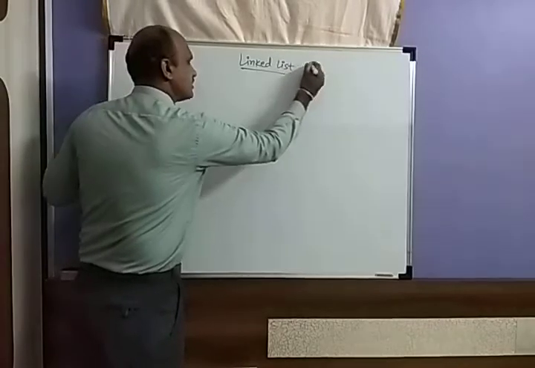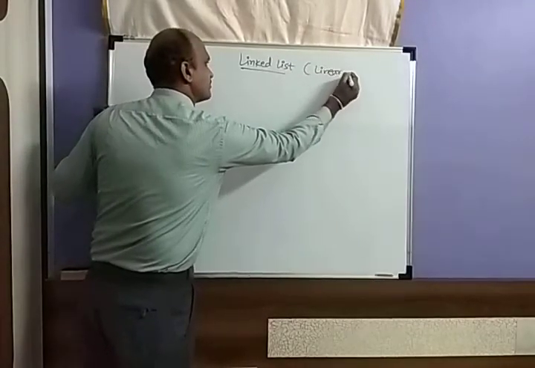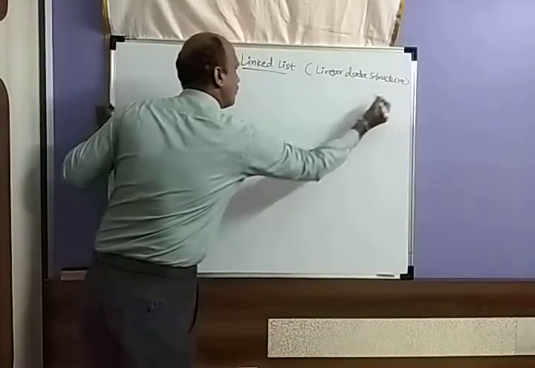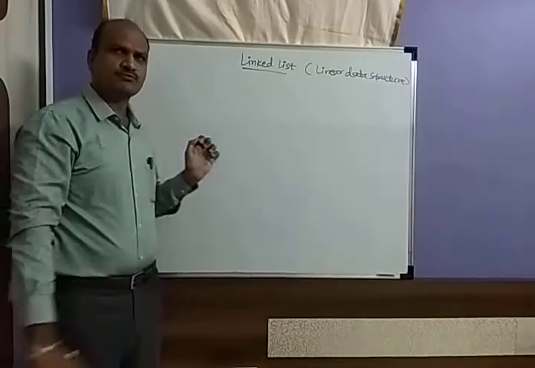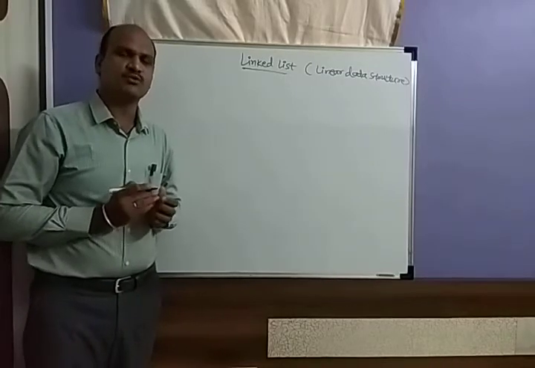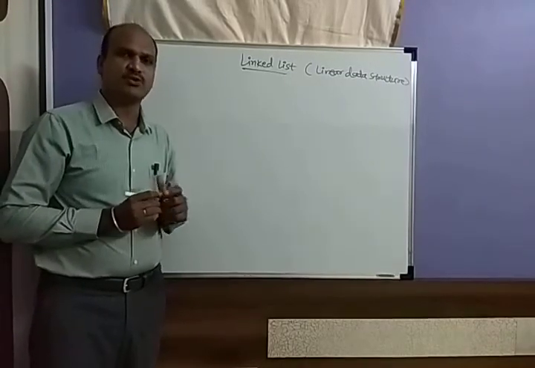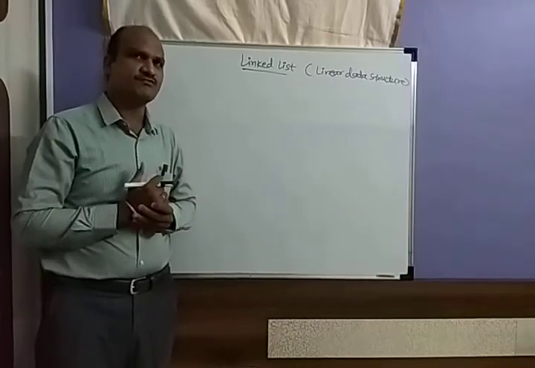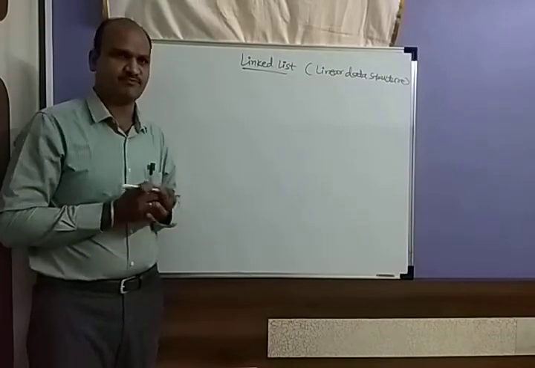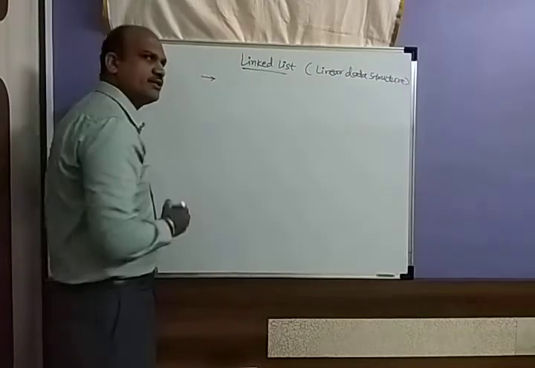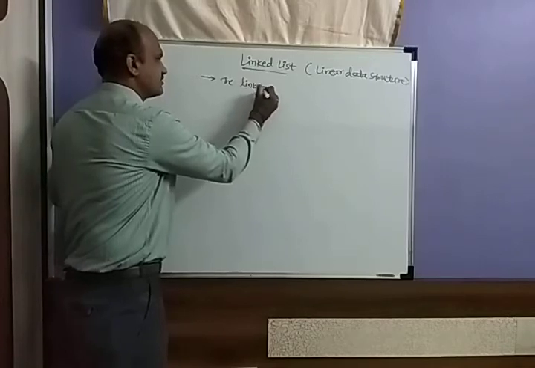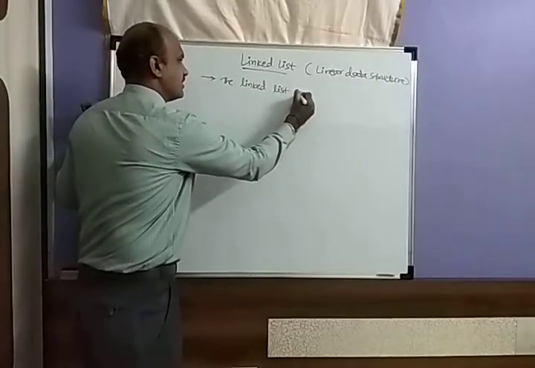This is also a linear data structure. Whatever we studied about the stack and the queue are all static, as I told you, with arrays, because the size is fixed. Now the linked list uses dynamic memory allocation. At runtime we can allocate the memory. So the linked list is dynamic.